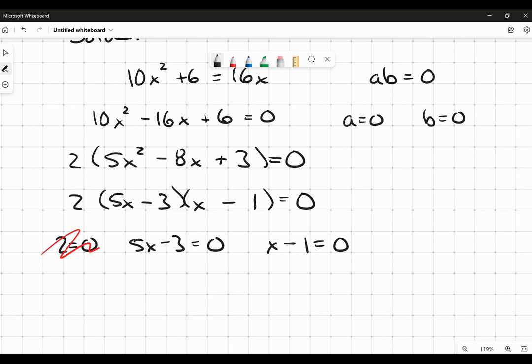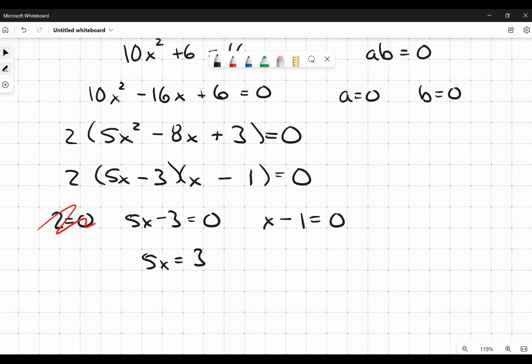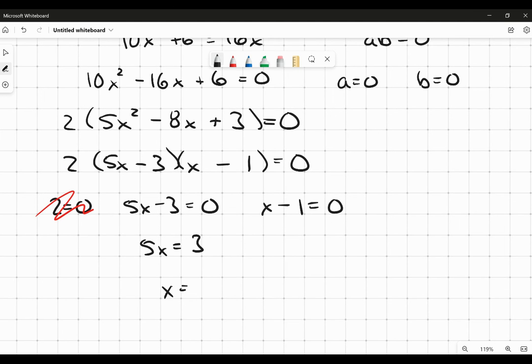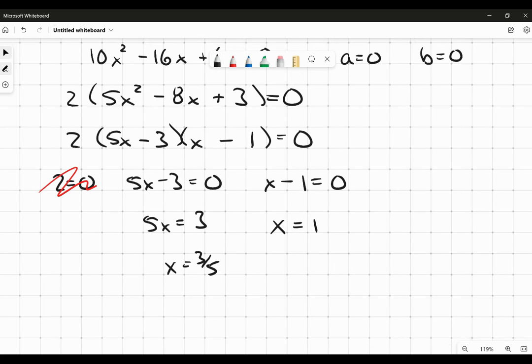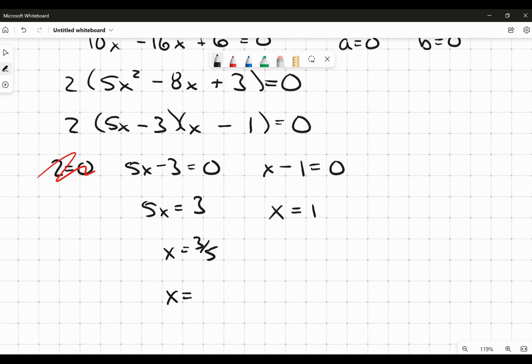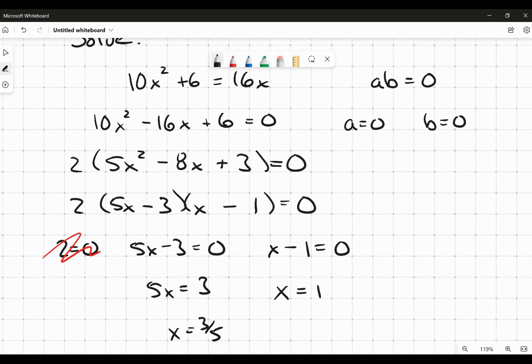So what is? Well, it could be the 5x minus 3, in which case bring the 3 over and then divide by 5, and we get x is equal to 3/5. Or I could bring that 1 over from this last factor, and x is equal to 1. And so what I've got here are two possible values, 3/5 and 1. Either one of those, if you plug it in, would make the entire expression equal to 0. You just plug them in one at a time and evaluate and see what happens.